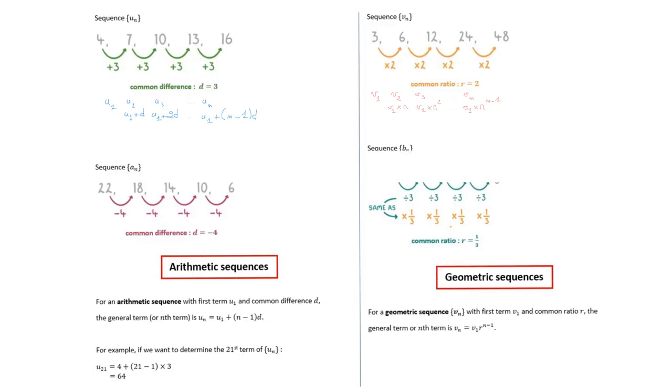Once again, now we have the general term of such a sequence. We can easily calculate any term of this sequence. For example, if we want to determine the 10th term of the sequence Vn, we can substitute 10 for n and the common ratio 2 for r, and so we can easily calculate V10.